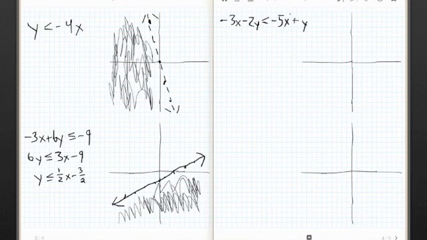So we'll have negative 2y, bring this y over, it'll be negative 3y is less than negative 5x. We'll bring this over, so it'll be negative 5x plus 3x, which is negative 2x. Now we're going to divide both sides by negative 3. But remember, when you divide an inequality by a negative number, the inequality sign flips. So this changes to greater than 2 over 3x.